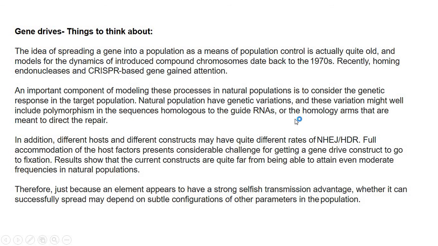However, one thing to keep in mind is that when we're talking about natural populations, they are much different from lab populations. The populations we keep in the labs are more genetically similar because they come from the same individuals and have been there for several years. But the target field population has natural genetic variation. These variations include polymorphisms in the sequences that are homologous to the guide RNAs. And most wild populations will have SNPs, or single nucleotide polymorphisms, that might make these guide RNAs ineffective in the population.